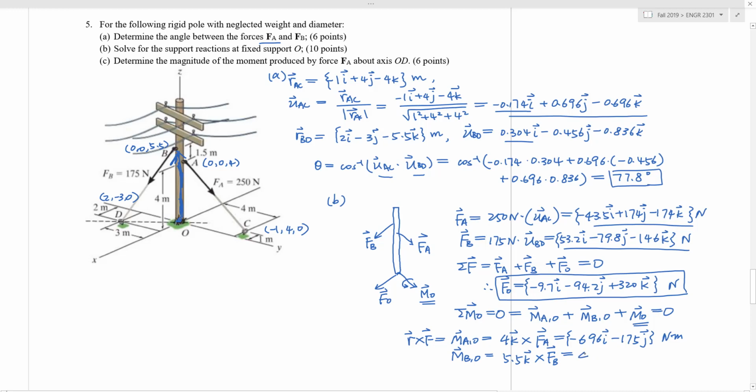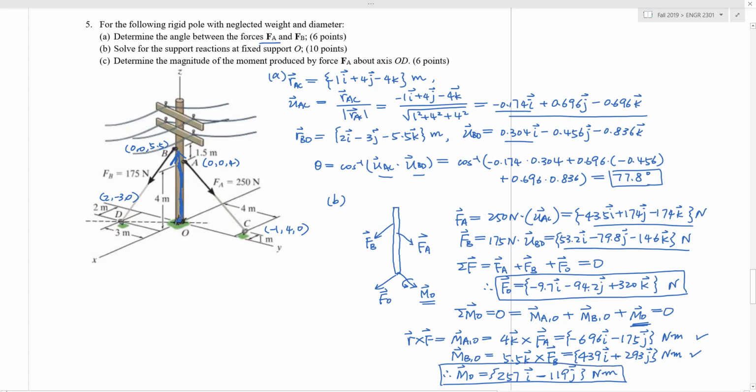This equals 439i plus 293j Newton meter. Don't forget this one plus our unknown MO has to be 0. From there, you can solve for support reaction MO. That equals 257i minus 119j in the unit of Newton meter. So that's the second answer for this part.